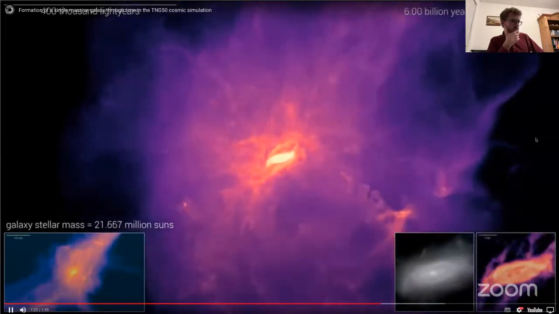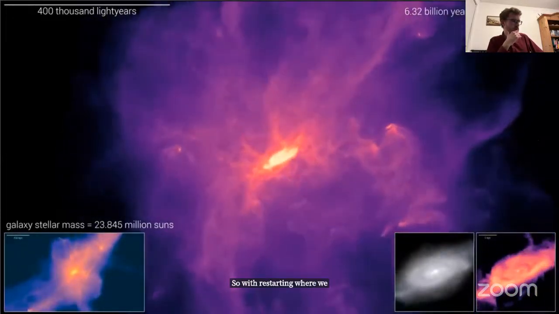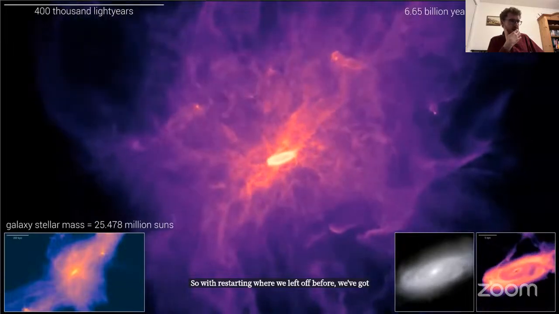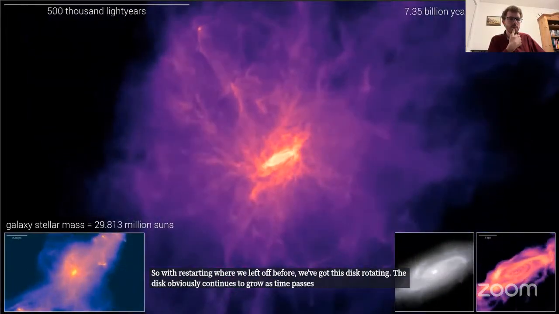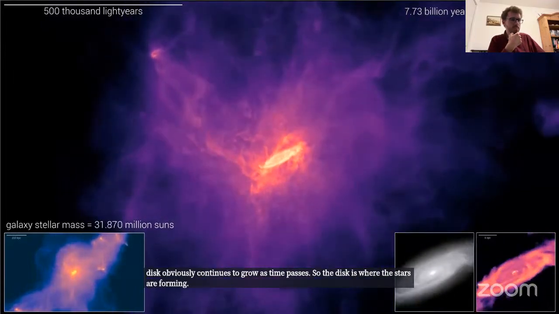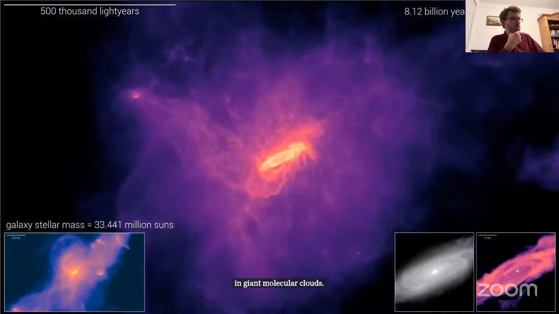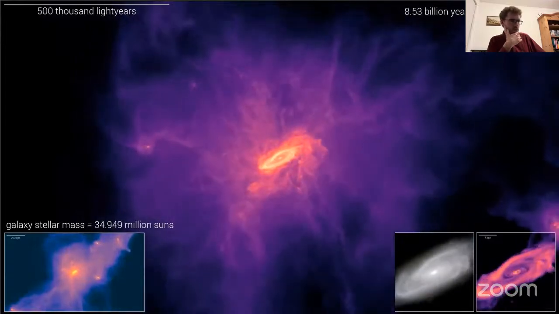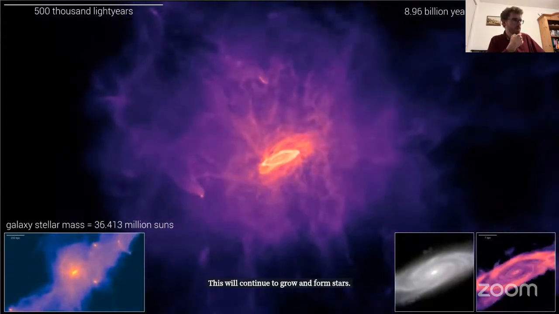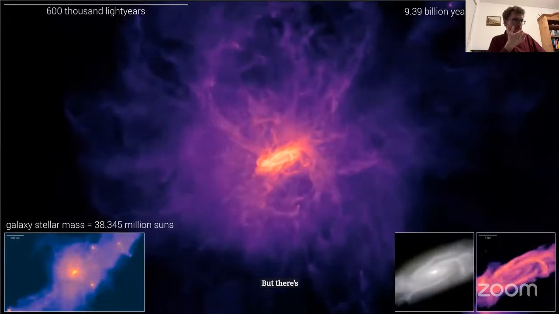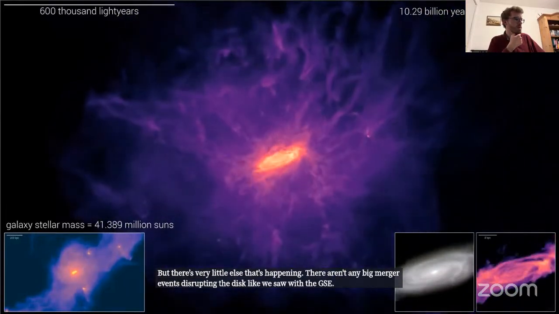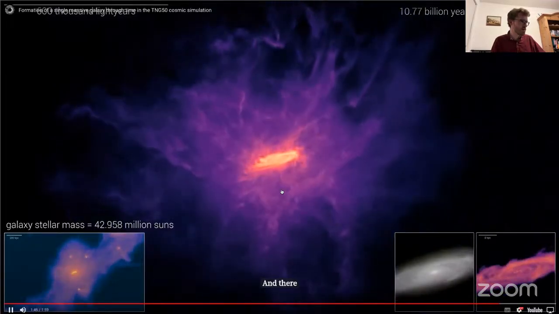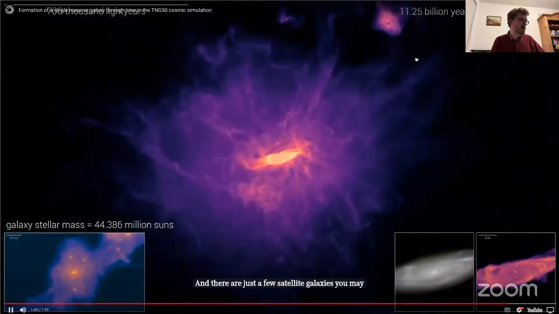So restarting where we left off before, we've got this disk rotating. The disk obviously continues to grow as time passes. The disk is where the stars are forming, in giant molecular clouds. This will continue to grow and form stars. But there's very little else that's happening. There aren't any big merger events disrupting the disk like we saw with the GSE. And there are just a few satellite galaxies you may be able to see floating around in the halo.